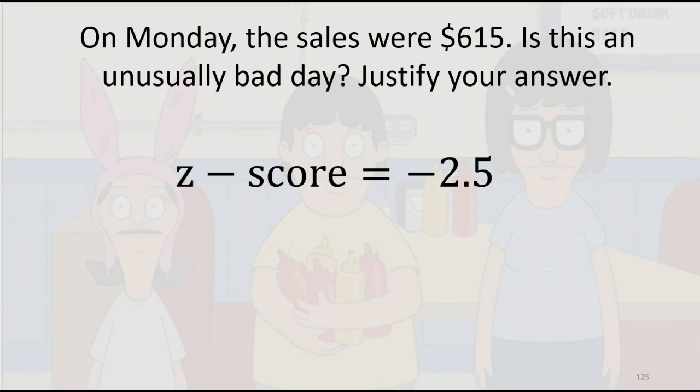Well, by our rules, the empirical rule tells us that it's unusual for an observation to fall more than 3 standard deviations away from the mean. This value is only 2.5 standard deviations below the mean. Therefore, this is not unusual.